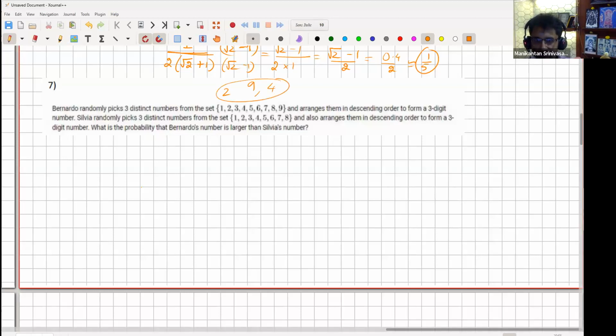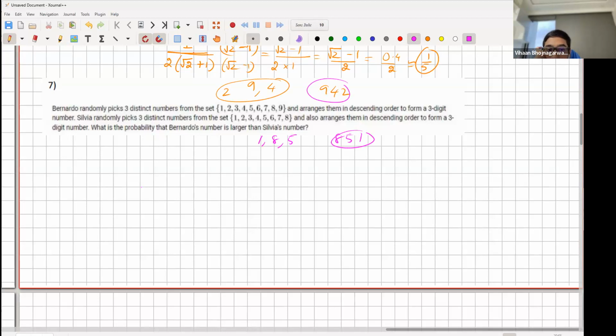So he'll form a 3-digit number, which is 942. And the other guy selects 1, 8, and 5, let's say. So he'll form the 3-digit number 851. Then they compare whether 851 is big or 942 is big. In this case, 942 is big, Bernardo's is bigger. But always write out an example so that you have a good idea of what's happening. So this was one example. Okay, how to proceed with this, guys? Any idea?